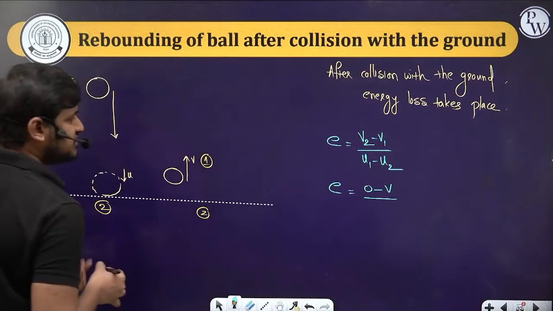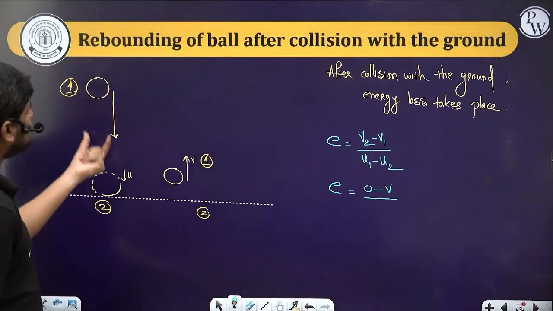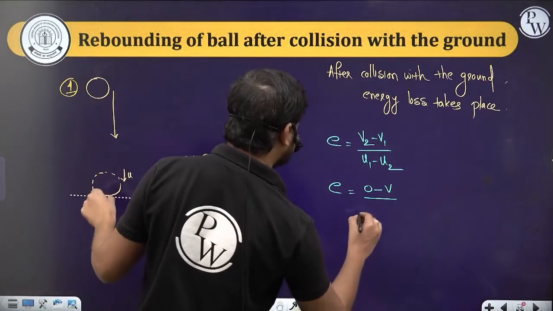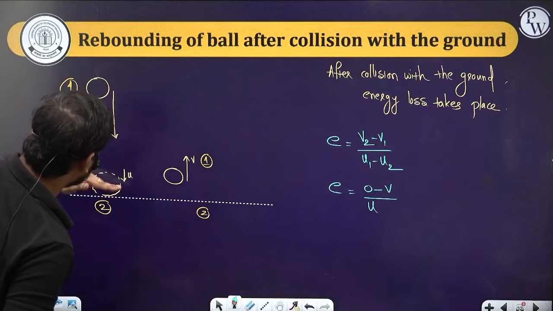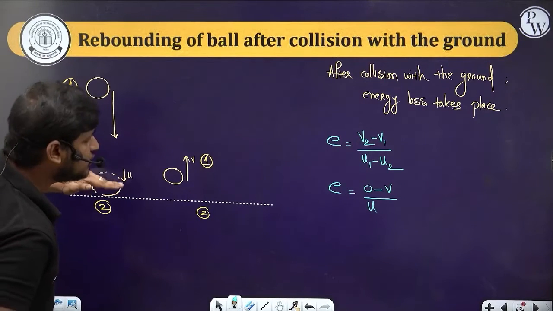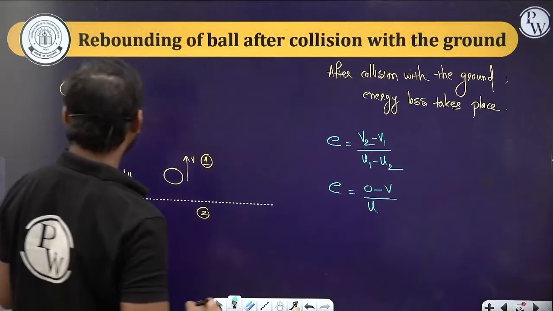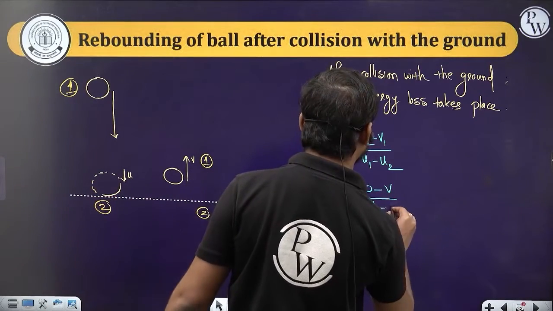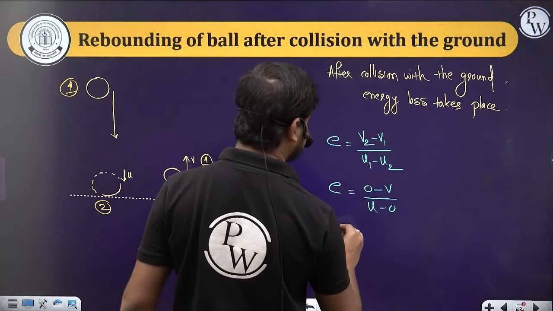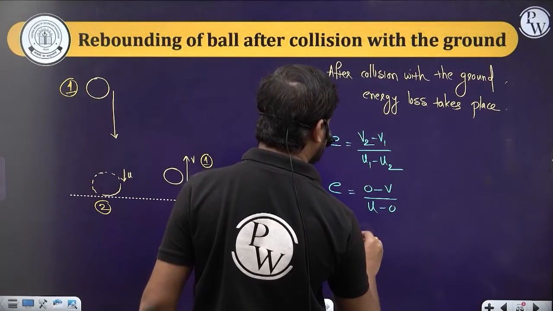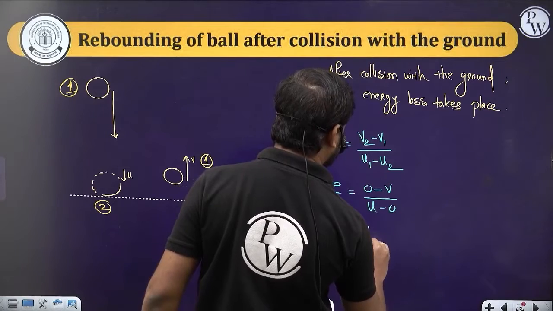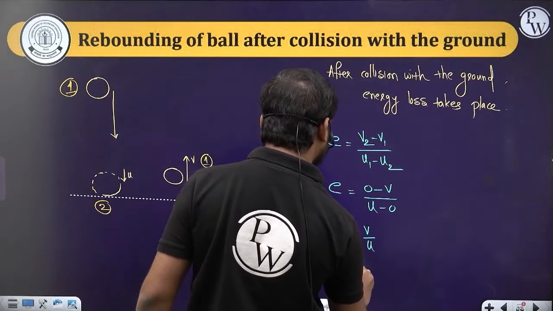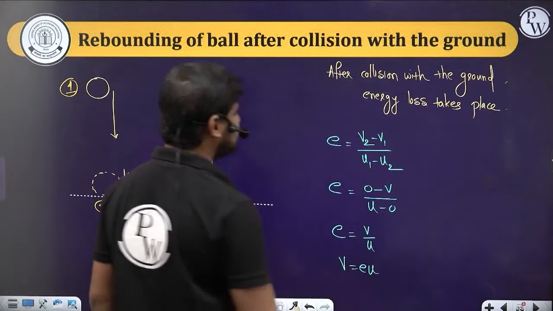Then the initial velocity of the ball, u1: what is it? The initial velocity of the ball is u, just before hitting the ground. With what velocity is it hitting? u velocity. And u2, the ground velocity, is 0. So I can write E is equal to v by u. Just don't consider the sign. So we can write v is equal to Eu.